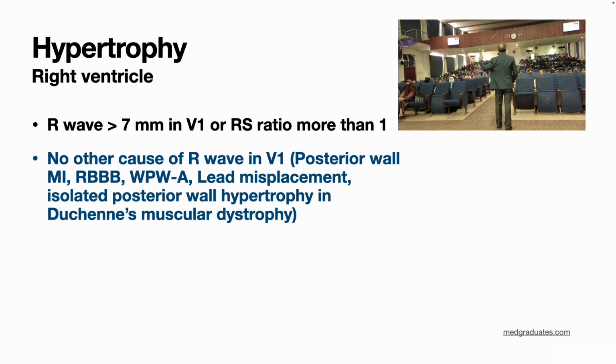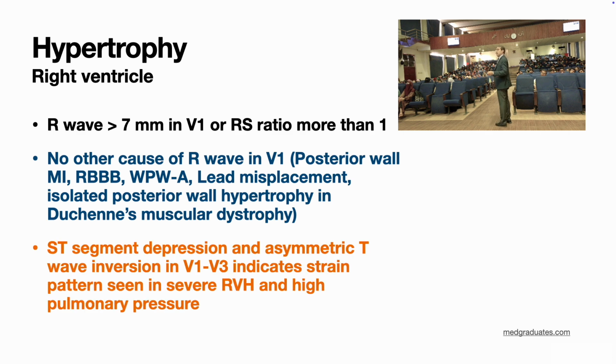So first condition is that there should be R wave in V1. But the second condition is all these conditions should not be present. ST segment depression and asymmetric T wave inversion in V1 to V3 indicates strain in the right ventricular hypertrophy and high pulmonary pressure. So this is also a very good contributing factor if there is ST segment depression and asymmetric T wave inversion in V1 to V3.